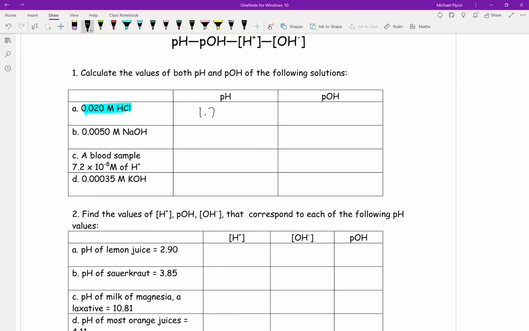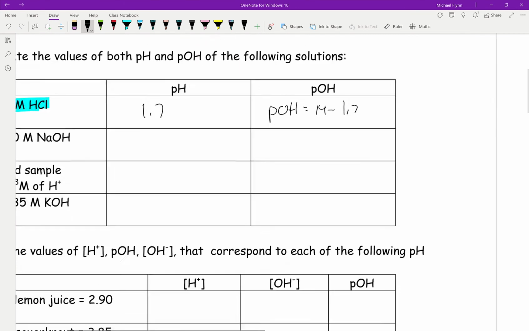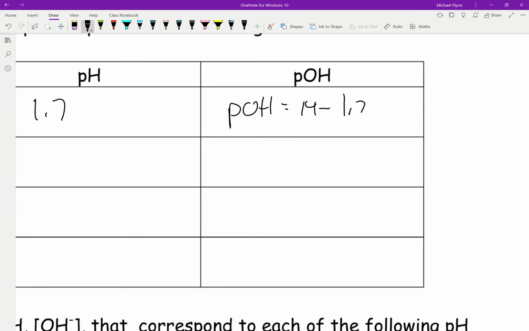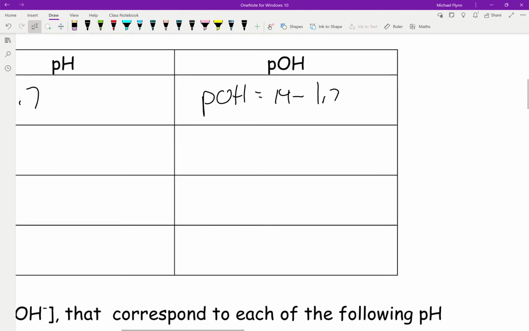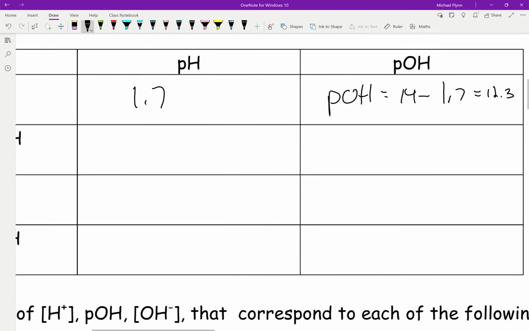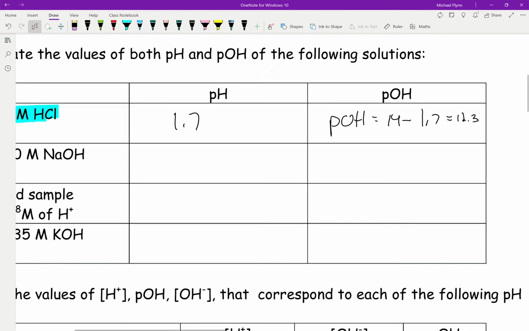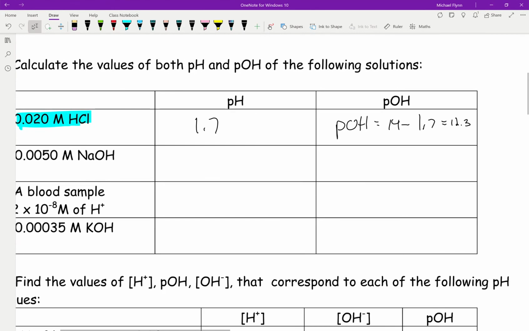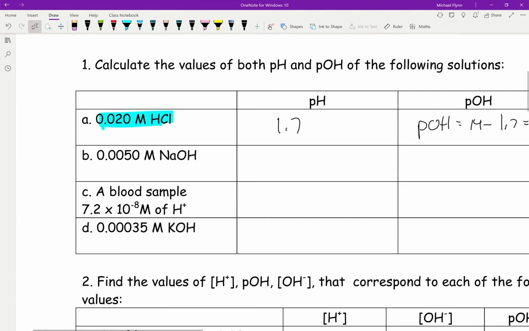Now, the way to find the pOH is you're going to go 14 minus 1.7, because they add. So I'm just going to go 14 minus 1.7, I get 12.3. So they must add to 14. So if the pH is 1.7, the pOH is 12.3.